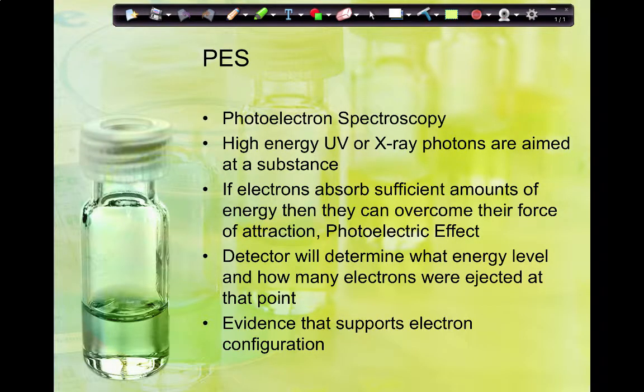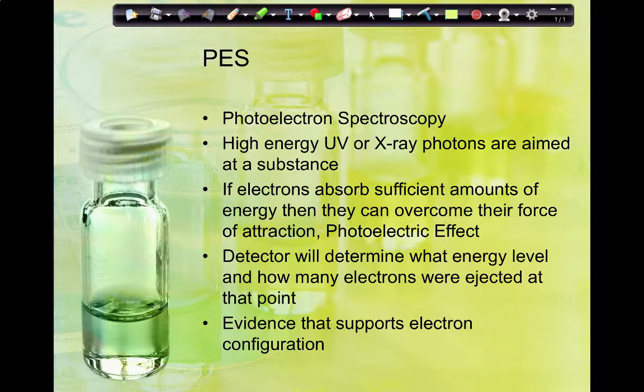So photoelectron spectroscopy is where we take a large amount of energy, so usually UV or X-rays, and then we aim it at a substance. Now, if the electrons absorb the minimum amount of energy to be removed, the ionization energy, they can be ejected. So that's called the photoelectric effect. So basically, if we take photons, light particles like UV or X-ray, and aim them at electrons, we can eject them off.